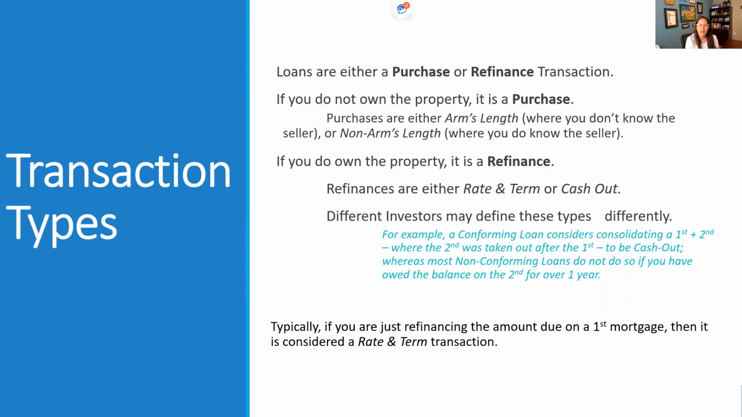It's a refinance. And these refinances are either rate and term, which is just refinancing the amount you owe on the property, or cash out, where you're taking money in hand as well. Now, different investors qualify these differently. It could be cash out if you had a first and a second mortgage and the second wasn't used to purchase and you're combining the two, that's considered cash out, right? So there's a lot of different nuances. But typically, if you're just refinancing the amount that you owe on a first mortgage, it's considered a rate and term transaction. So when we're talking about these, I want you to be informed. I want you to have all these different nuances so you understand.